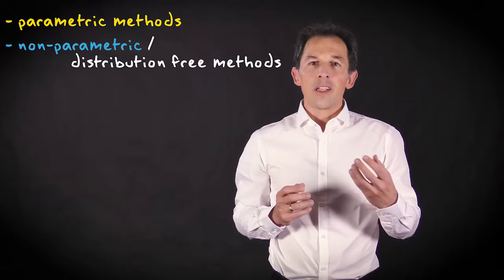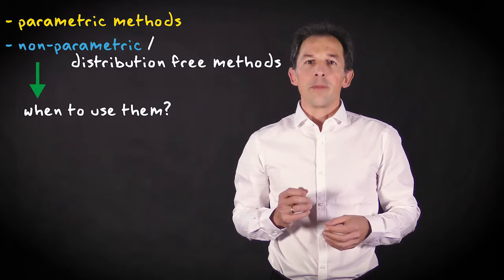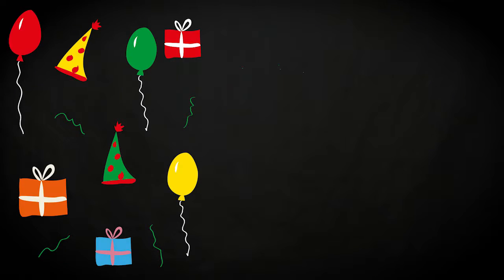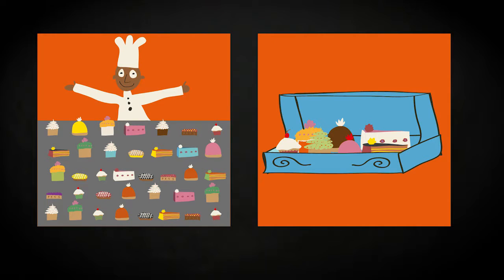In this video, I'll explain when it's wise to use non-parametric methods. Let's start with an example. Imagine tomorrow is your birthday and you have decided to give your friends and yourself a special treat on this occasion. So you go to the local confectioner to buy 7 pastries. The choice is overwhelming and everything is delicious anyway. So you ask the confectioner to select 7 pieces of pastry at random.